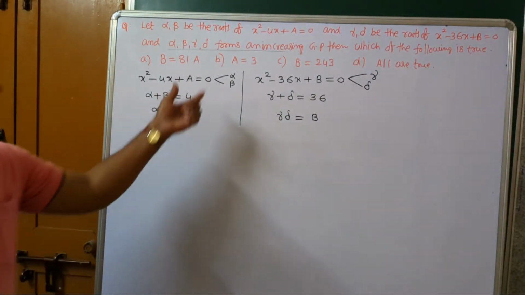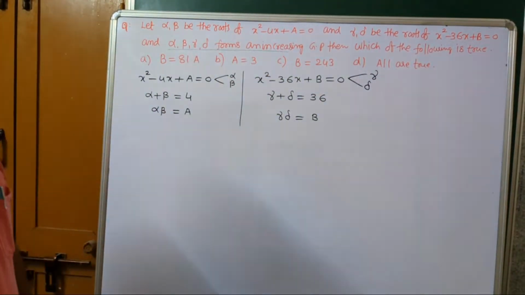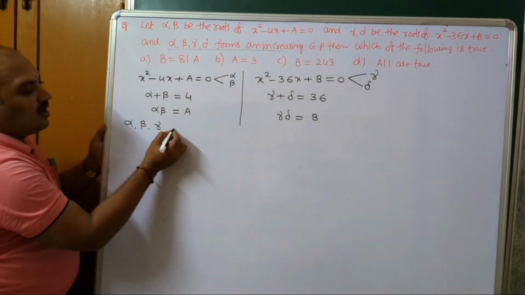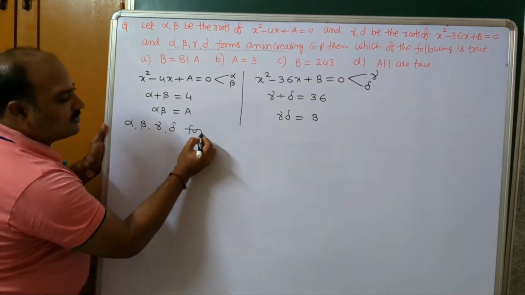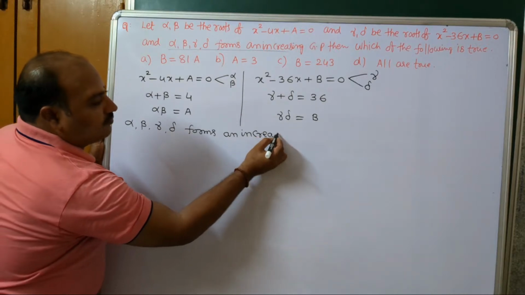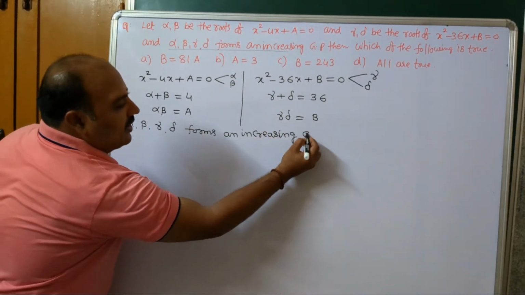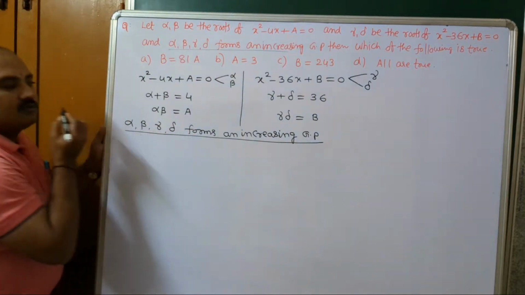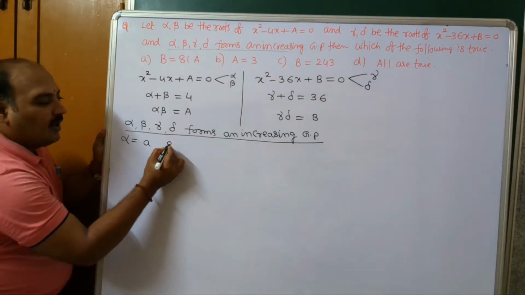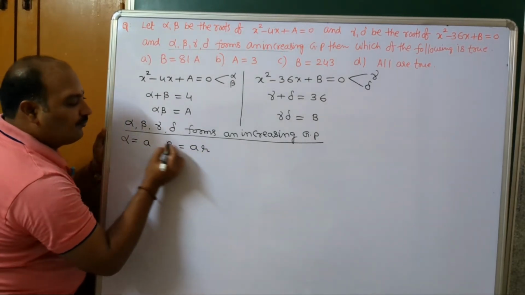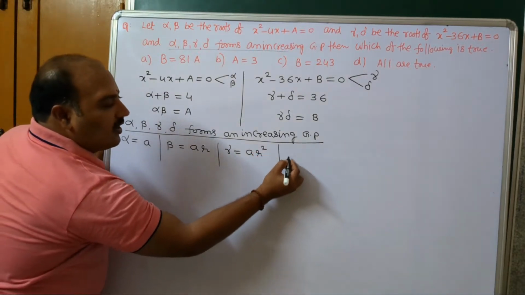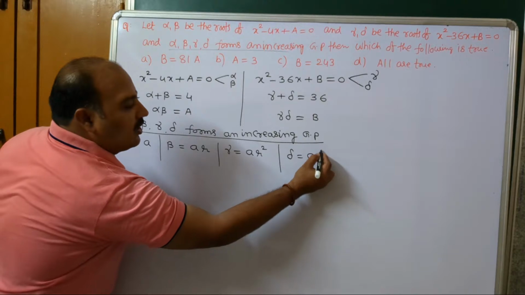Alpha, beta, gamma and delta form an increasing geometric progression, GP. So that means alpha is equal to A, beta equal to AR, gamma equal to AR square, and delta equal to AR cube.